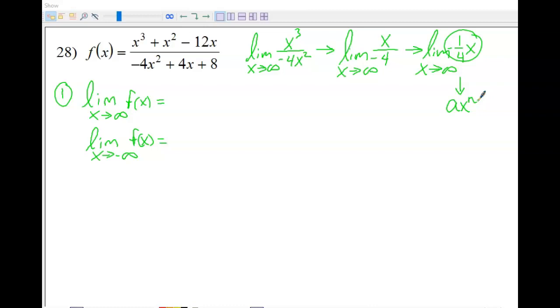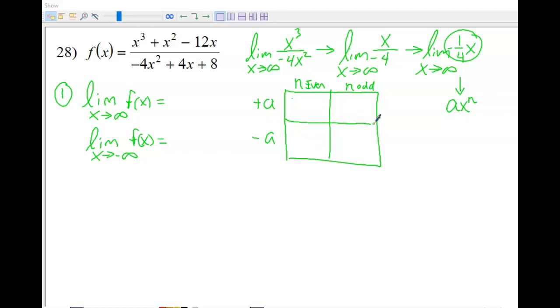I gave you guys a chart for this. And in the chart, we have to determine whether the a is positive or negative, and we also have to determine whether the n is even or odd. Now in this case, my a is negative and my n is odd. And when that happens, the ends of our graph look like this, which means that as I go to the right, the graph goes down to negative infinity. And as I go to the left, the graph goes up to positive infinity. Okay?